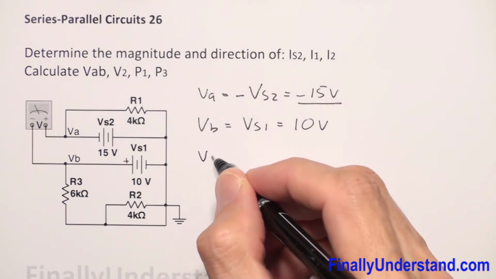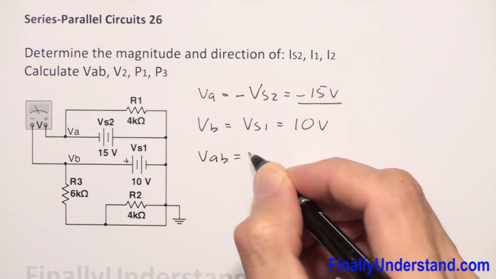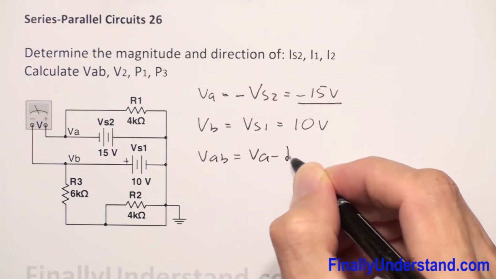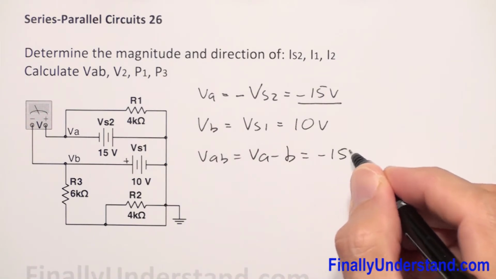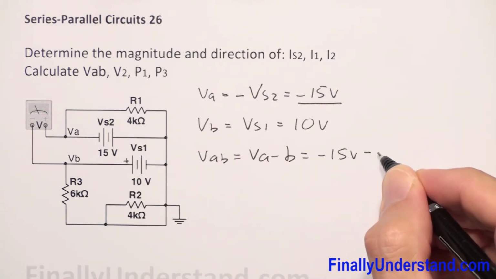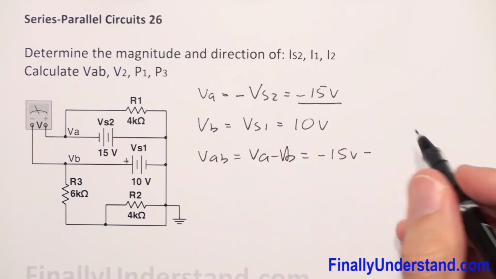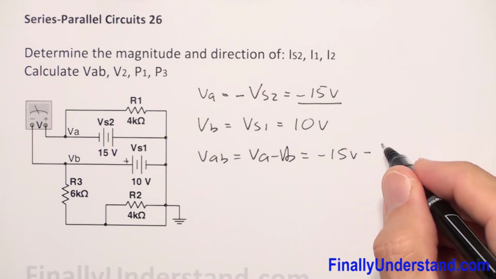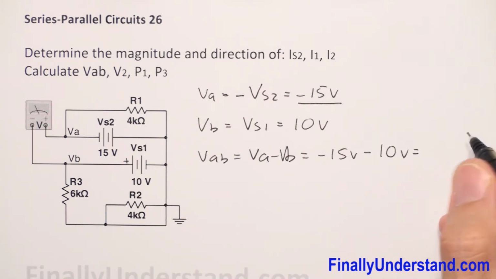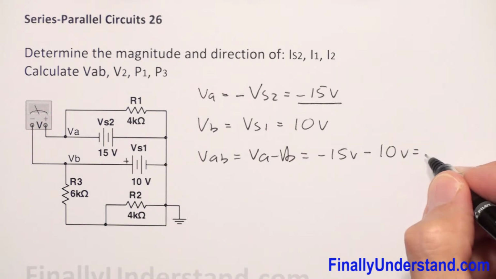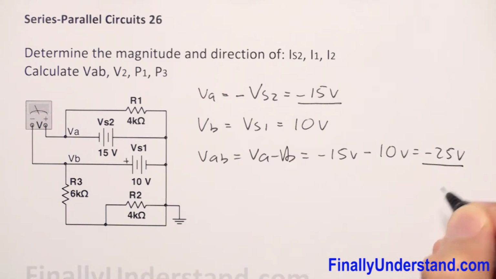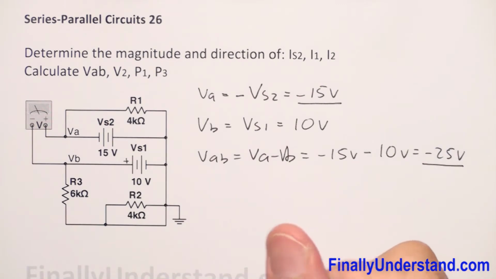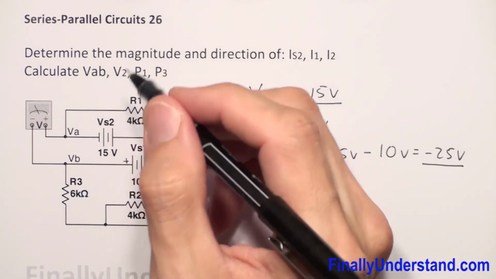So VAB is equal to VA minus VB, where VA is equal to negative 15 volts minus, of course this is VB, minus 10 volts. This is equal to negative 25 volts. So we found VAB.